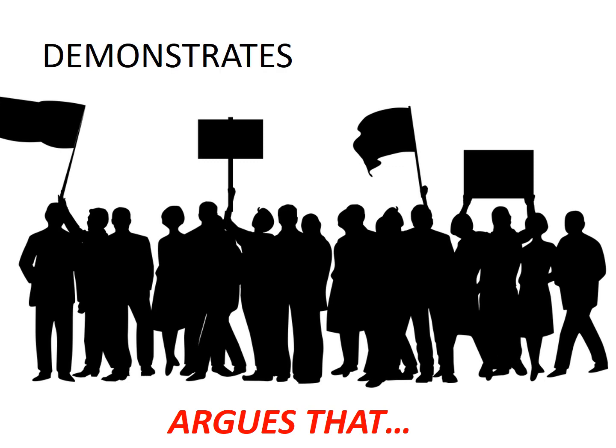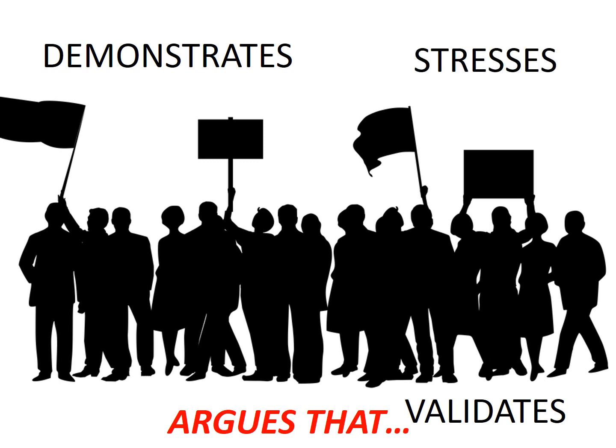Next up are verbs that argue something that the writer is offering us. The writer demonstrates, they're proving something to us. The writer validates, that means they argue through the proof they have. The writer stresses something, proving the idea has even more importance. And finally, the writer proves this.